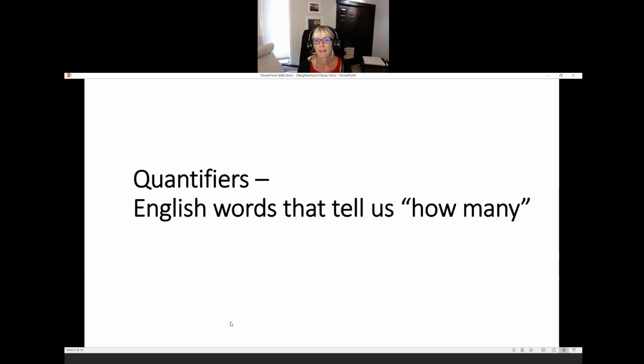Before we begin our reading lesson, we also need to remember quantifiers. Quantifiers are English words that tell us how many. They answer the question, how many? For example, how many apples do you have? I have a few. A few means 2 or 3. The word a few is a quantifier. Okay? You don't need to know the word quantifier, but you need to know the words many, some, a few, and none. Today we will practice 4 quantifiers.